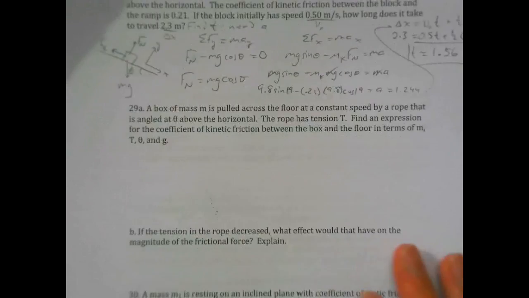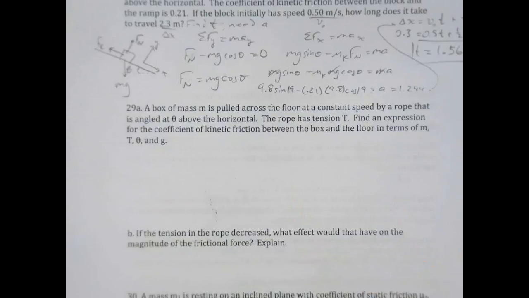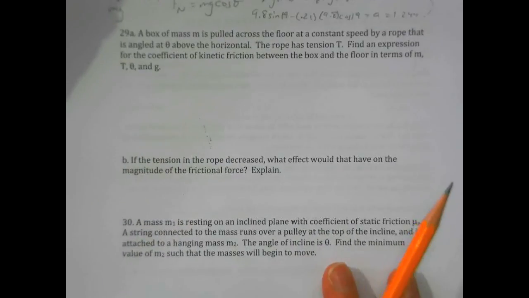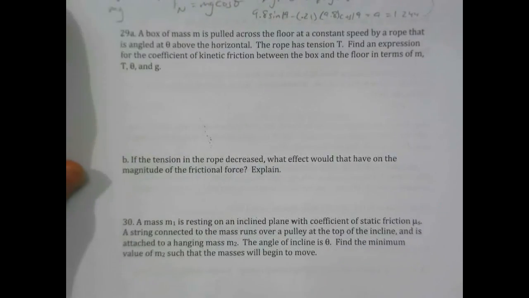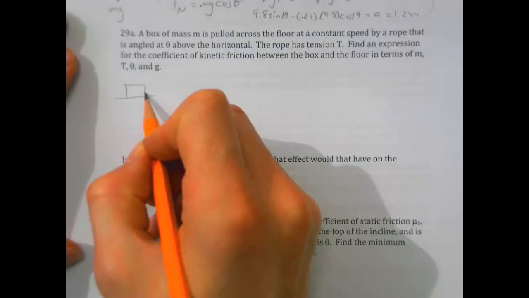Now, here's an example where we don't have any numbers, it's all algebraic. A box of mass m is pulled across the floor at a constant speed by a rope that is angled at theta above the horizontal. The rope has tension T. Find an expression for the coefficient of kinetic friction between the box and the floor in terms of m, T, theta, and g.